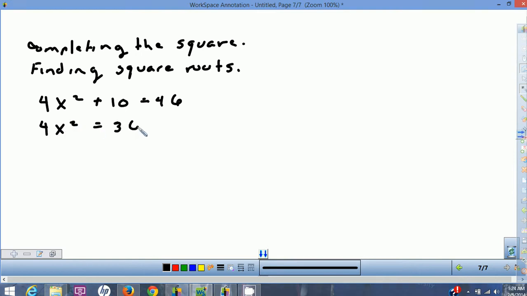I subtracted the 10 from the left. I subtracted the 10 from 46. Divide both sides by 4. So divide 4x squared by 4, divide 36 by 4. I get x squared equals 9. And then take the square root of both sides of the equation. But we have to remember that when we take the square root like that, since this was an unknown that we squared, we don't know if we squared a positive number or a negative number. So our solution here, x, could be either positive or negative 3.